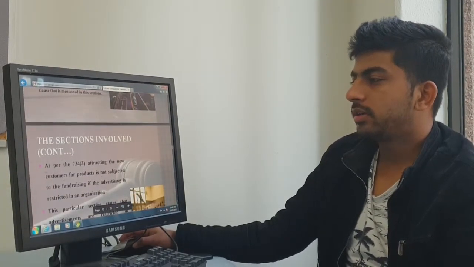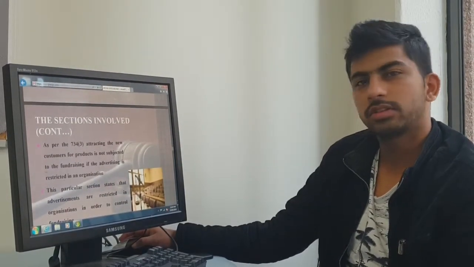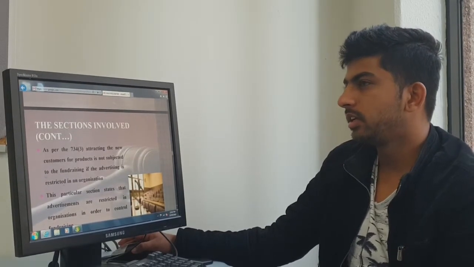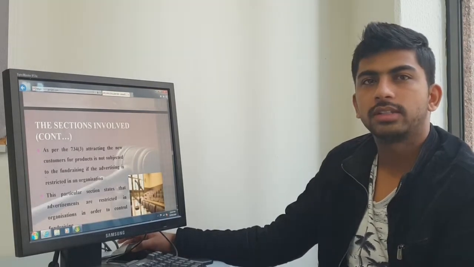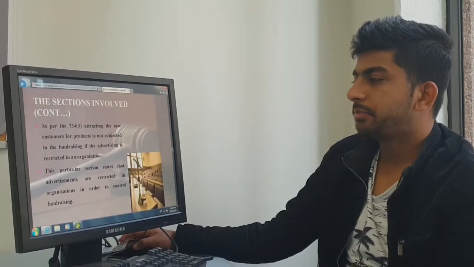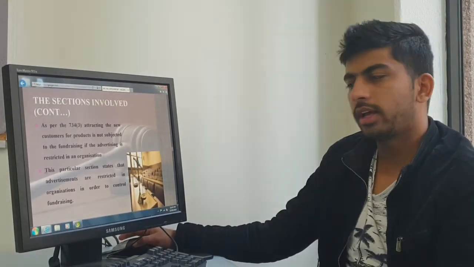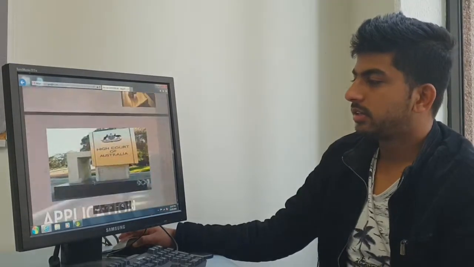Well, as per 734 part 3, attracting new customers for a product is not subjected to the fundraising restrictions if the advertising is restricted in an organization. This particular section states that advertisements are restricted in an organization in order to control the fundraising.